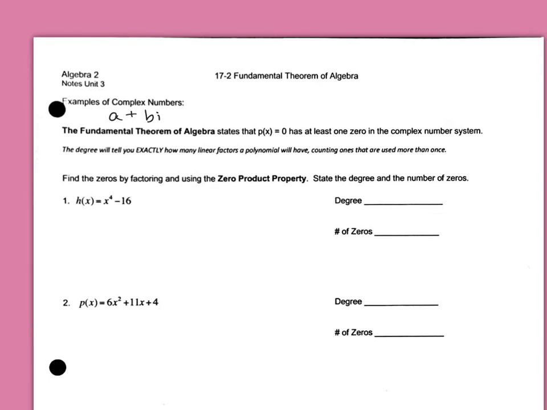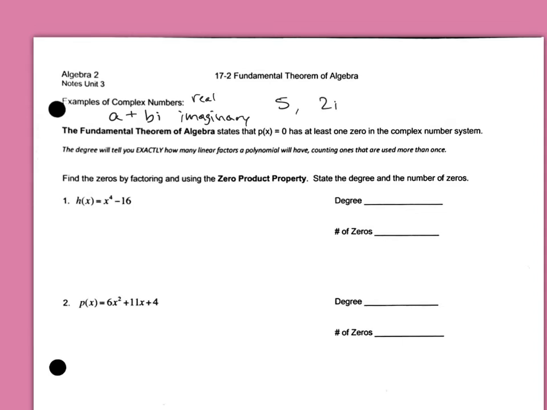Now, in a complex number, you have two things. You have real and you have, of course, imaginary. So any kind of combination of real and imaginary, whether you have them both or whether you have one, it's a complex number. So let's go through some examples, like 5. 5's real, so it's also complex.